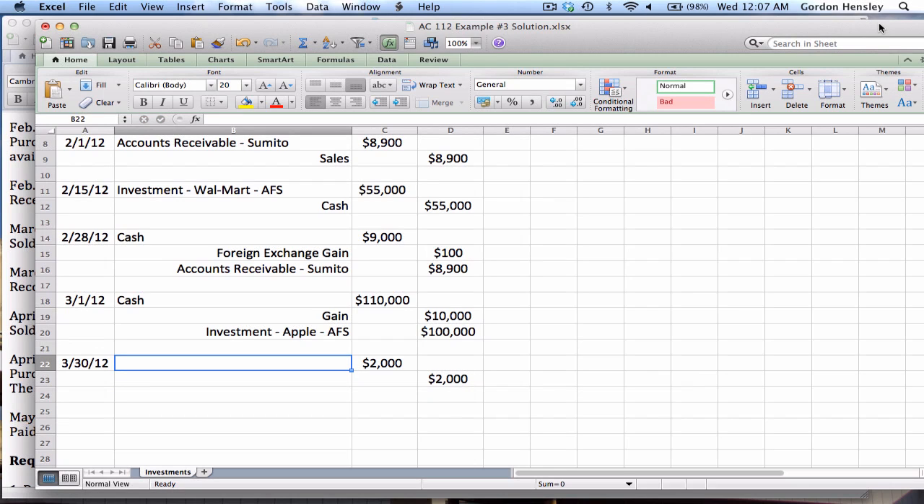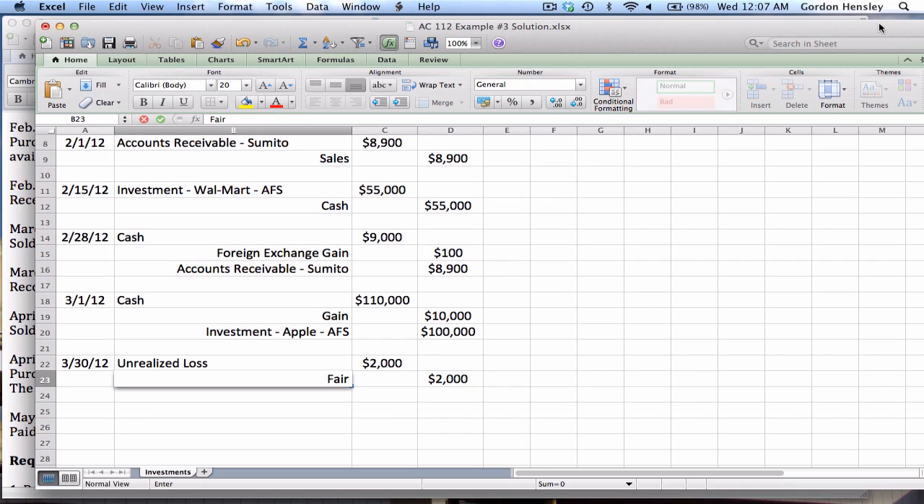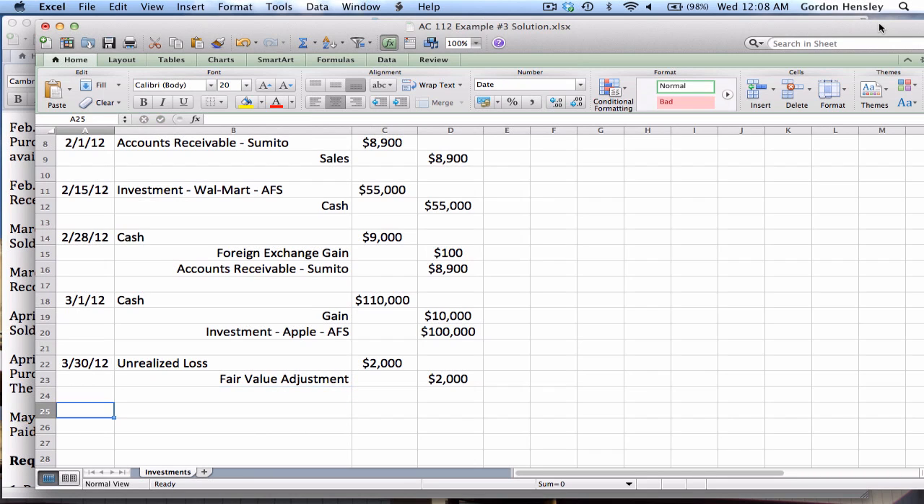Now, as far as our titles are concerned, I'm going to debit unrealized loss. Why is that a loss? Because my $55,000 investment at this point really is only worth $53,000. So that's a loss of $2,000. And remember, losses are always on the debit side, but it's an unrealized loss. It won't actually be a loss until I actually sell the investment. So this is just a speculation, so it's unrealized. And then I will debit fair value adjustment. So that would be the proper way to record that transaction.